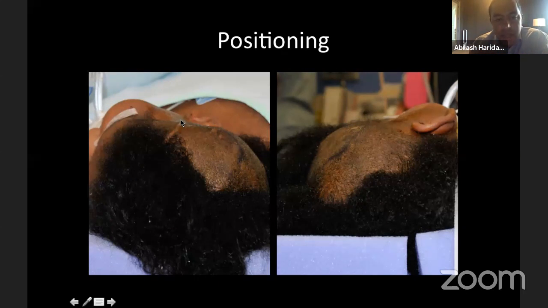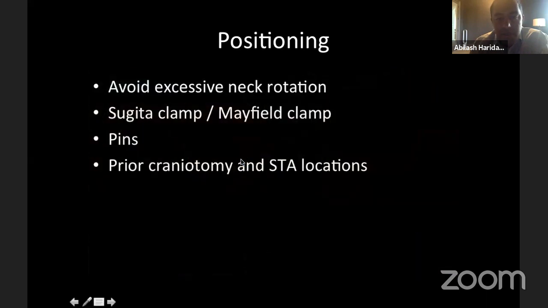So this girl had a craniopharyngioma many years ago and had multiple bouts of very strong radiation. She fortunately did not have a recurrence 10 years later, but you can see the scar from her bifrontal craniotomy. But she developed severe moyamoya on that side, and that's the reason why we did this surgery. So that's the reason why, when you want to avoid neck rotation, you want to use the clamp.